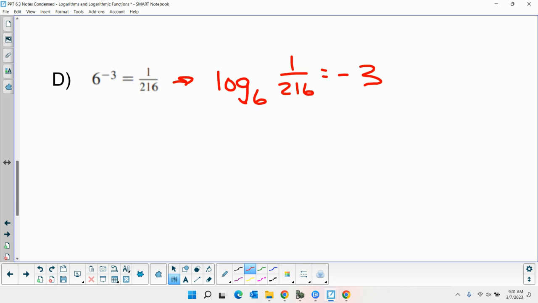Questions? We're getting the hang of it, right? Understanding those, going from one to the other makes this really easy, but you got to understand that. Any questions? This will help us solve some logarithms.